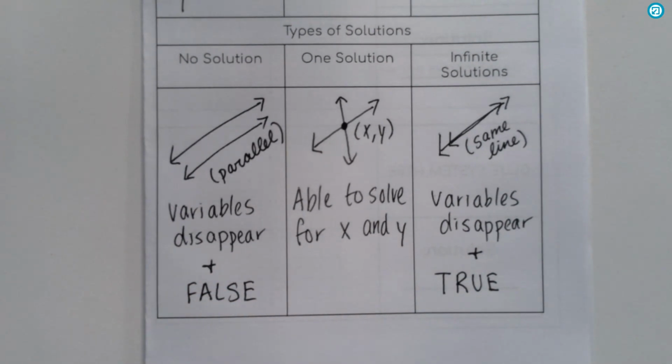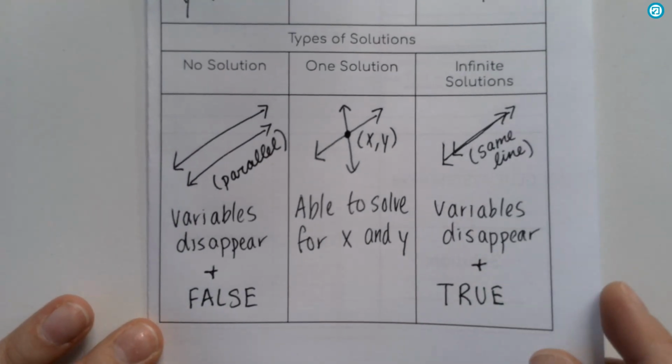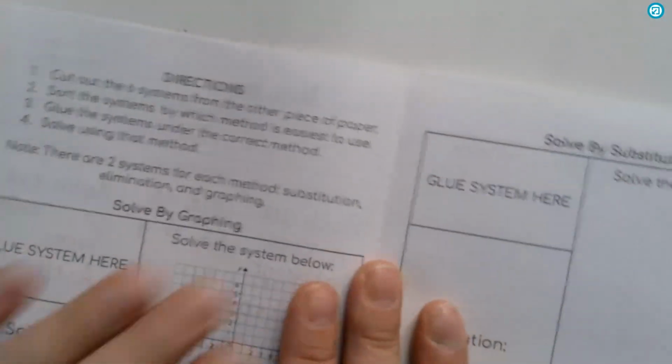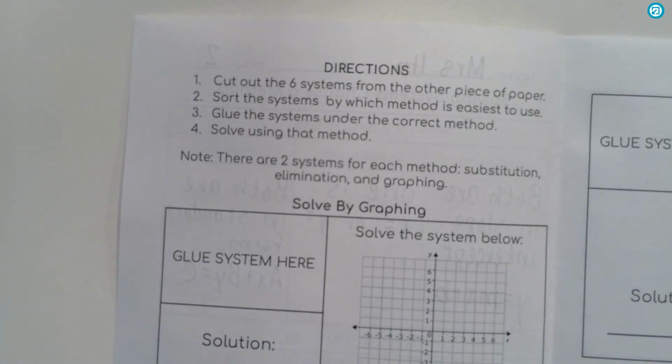Any questions right now? All right, what's going to happen now is I'm going to come around with these colored sheets of paper, and you're going to grab one of them. You are going to get 6 systems of equations. Your directions for the rest of this assignment are here. You're going to cut out those 6 systems.